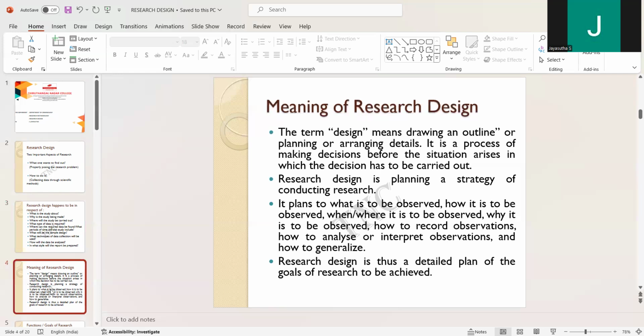The research design is planning a strategy for conducting the research. It should be decided what is to be observed, where it will be observed, how to record the observation, how to analyze the data, how people interpret the data collected, and then how it should be generalized.